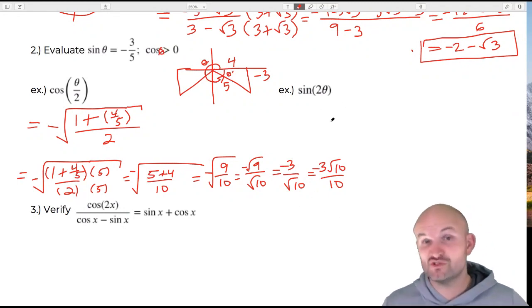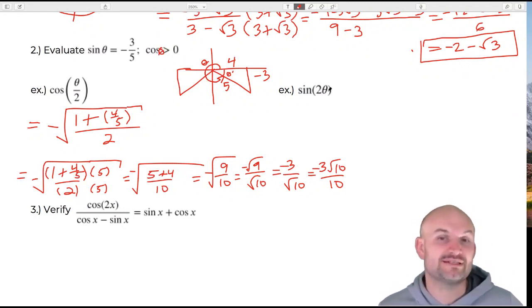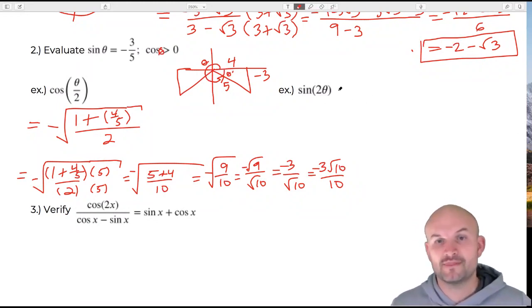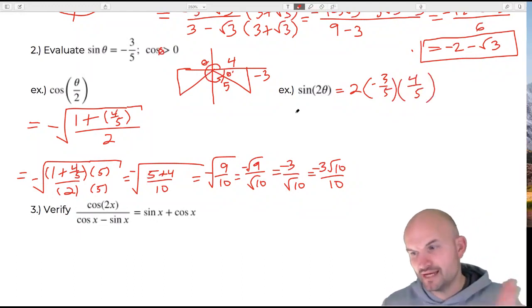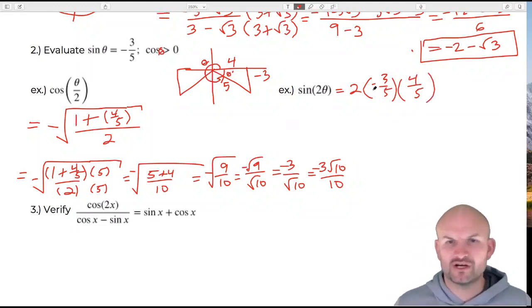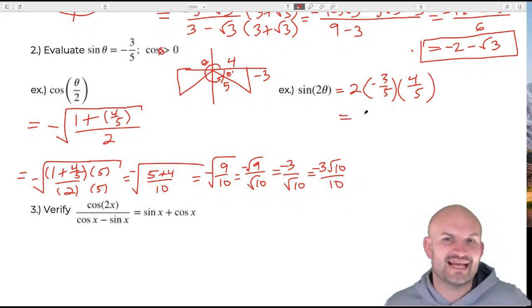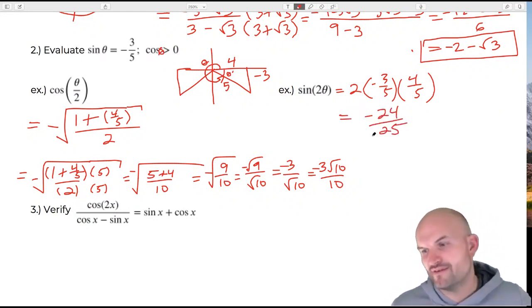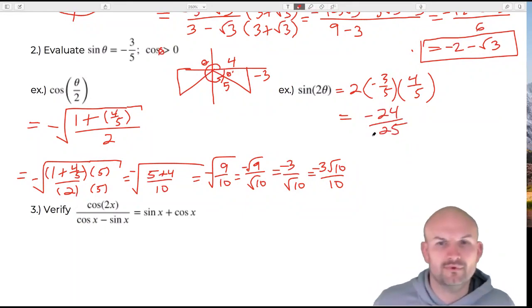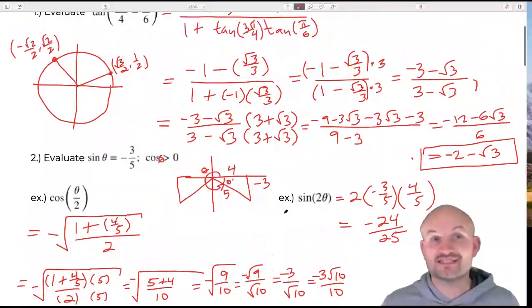The next example is just using the double angle formula for sine, which is going to be 2 sine of theta cosine of theta. So in this case, all we're going to do is take 2 and then multiply by the sine of theta, which is negative 3/5, and then multiply that by the cosine of theta, which is 4/5. Okay, and when you multiply straight across here, you're going to get a negative 6 times 4, which is a negative 24 over 25. All right. So that was the double angle, half angle, and sum and difference.